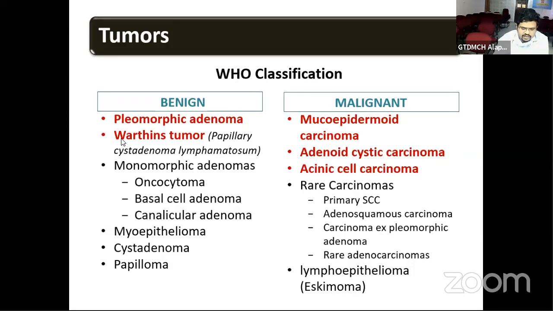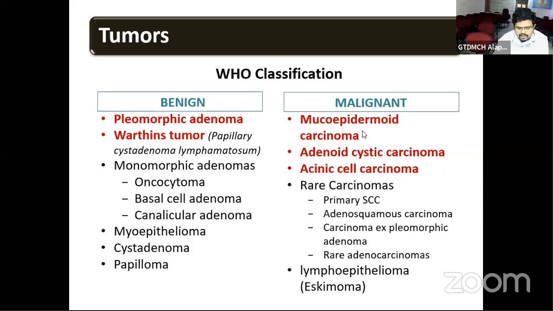These are the WHO classification of parotid tumors. This is a short note. We can have a note about the tumors of the parotid. These are benign tumors: pleomorphic adenoma, Warthin's tumor, monomorphic adenoma like oncocytoma, basal cell adenoma, canalicular adenoma, then myoepithelioma, cystadenoma, and papilloma.